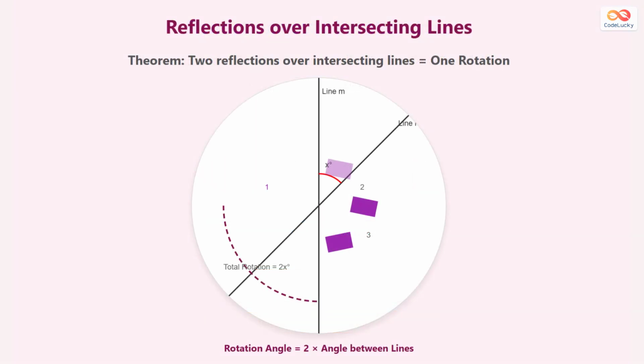Similarly, if you reflect a shape over 2 intersecting lines, the result is a rotation. The center of rotation is where the lines cross, and the angle of rotation is double the angle between the 2 lines.